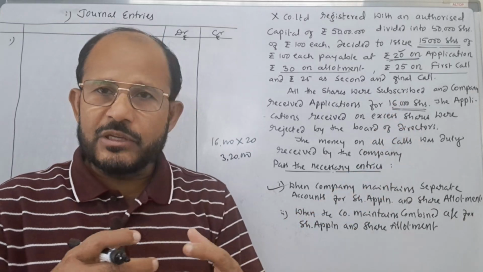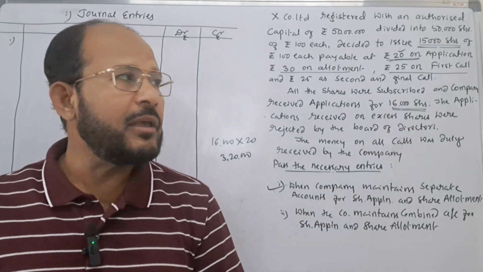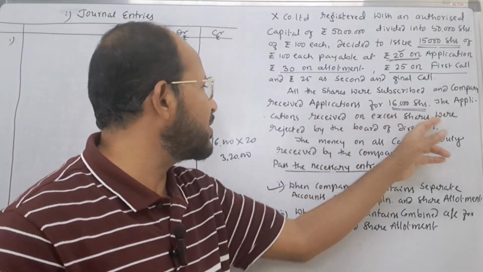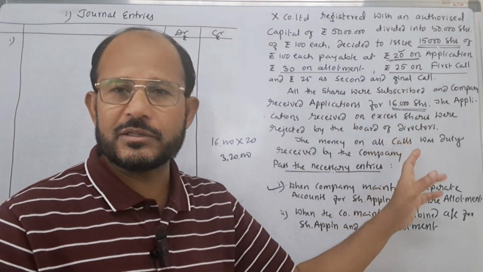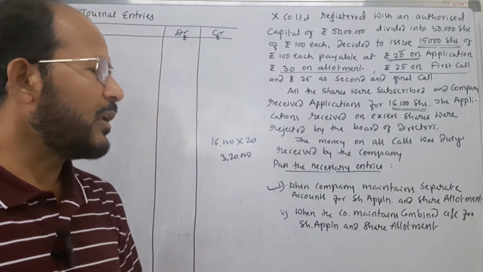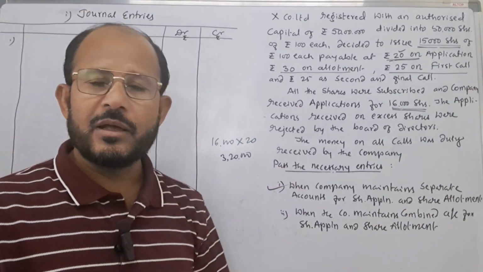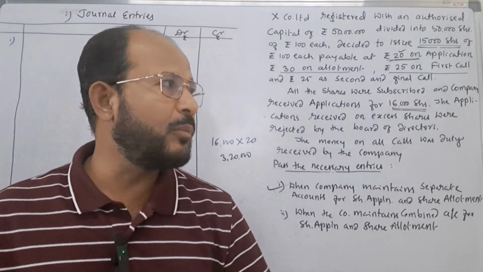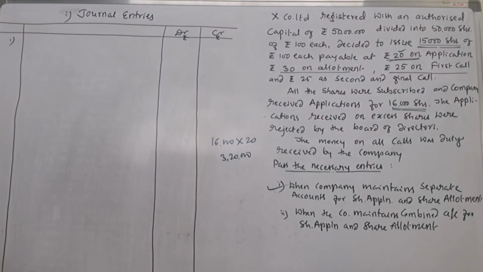Whatever extra amount is collected in the form of application money, the company has returned, because the applications received on excess shares were rejected by the board of directors. Therefore, on whatever applications are rejected, the amount collected is required to be returned to them along with the letter of regret. You have already studied this part.